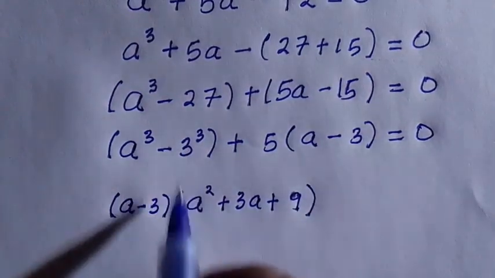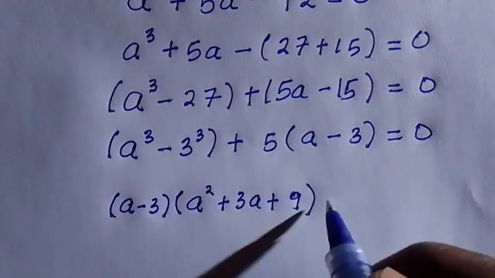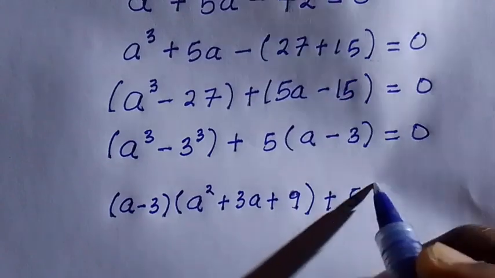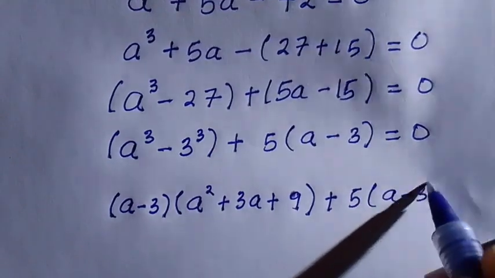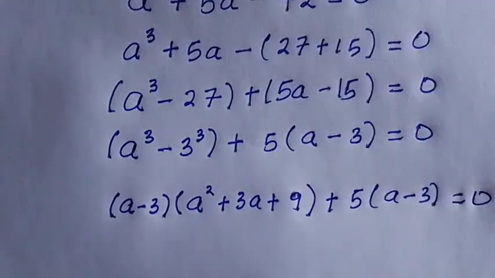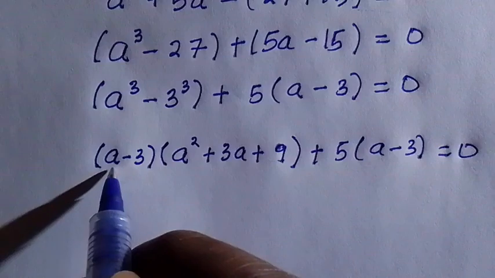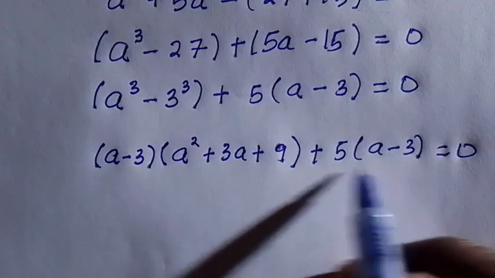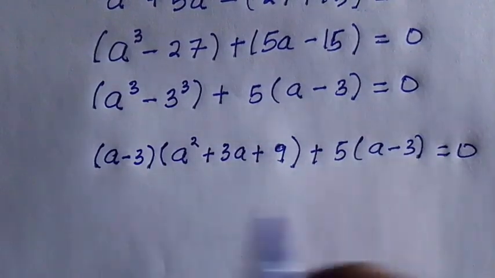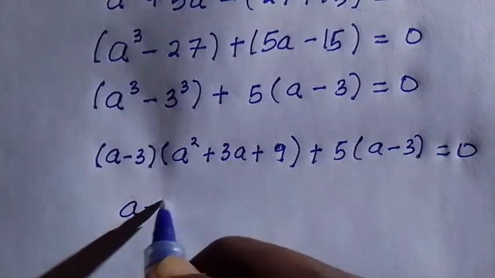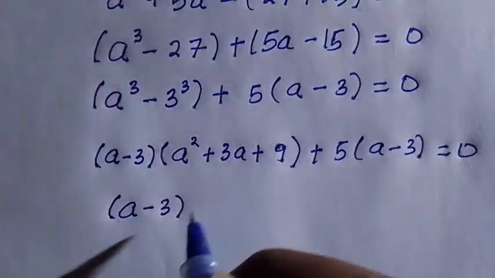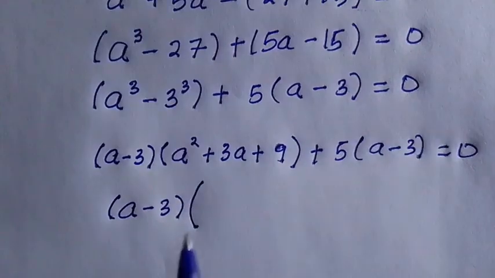We can pause this video and expand this. We are going to get what we have here. Then plus 5 into bracket of a minus 3, everything equals 0. As we are proceeding, we have a minus 3 here and a minus 3 here. So suppose we factor out a minus 3 from here. So we have this as a minus 3 in parentheses inside another parenthesis.